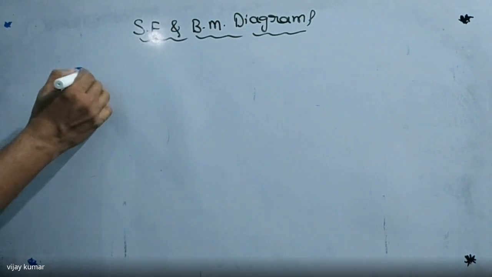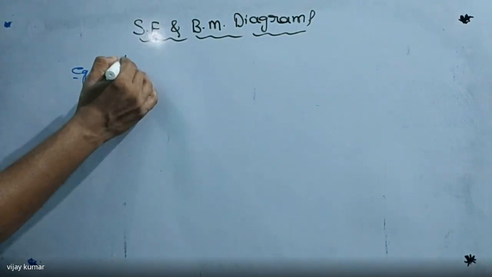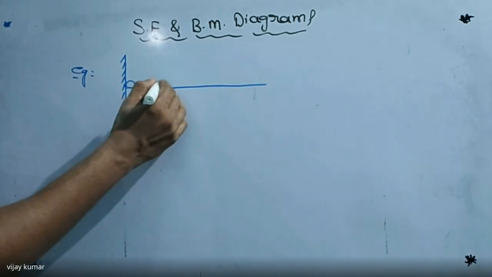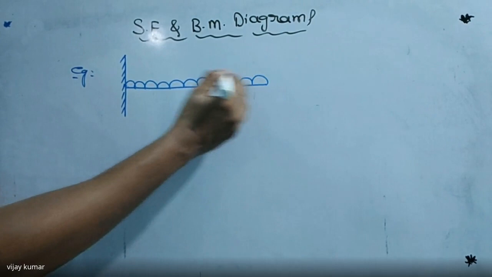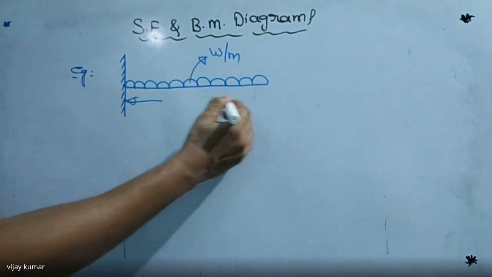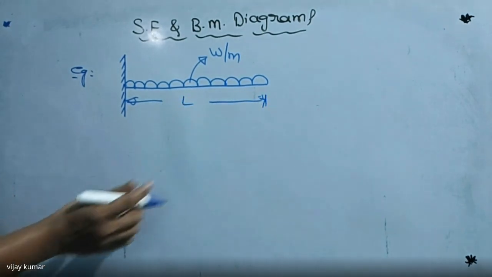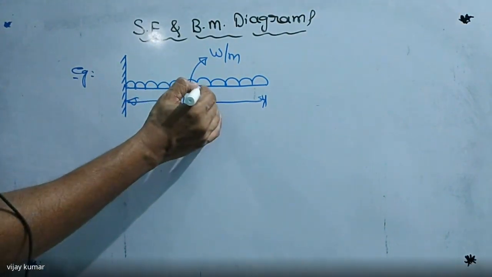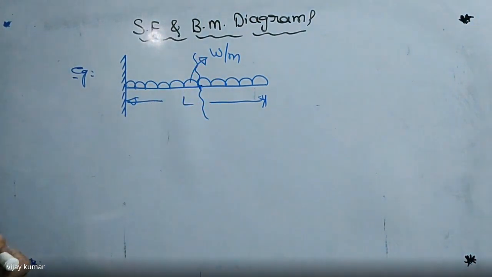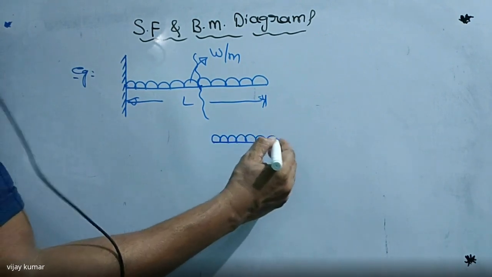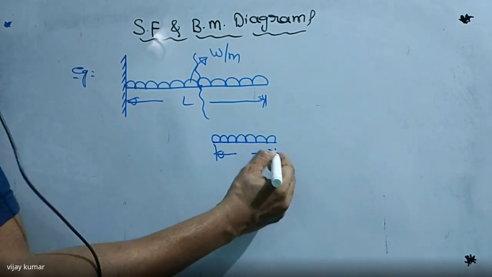So this is the example, a cantilever beam which is subjected to a uniformly distributed load like this. This load is nothing but W per meter, and this one is L, the length of the beam. Now the procedure is simple. Listen carefully. Take one point here and divide the beam into 2 parts. Let's take this part now, and this is the right portion I am taking. This length I am taking as X value.